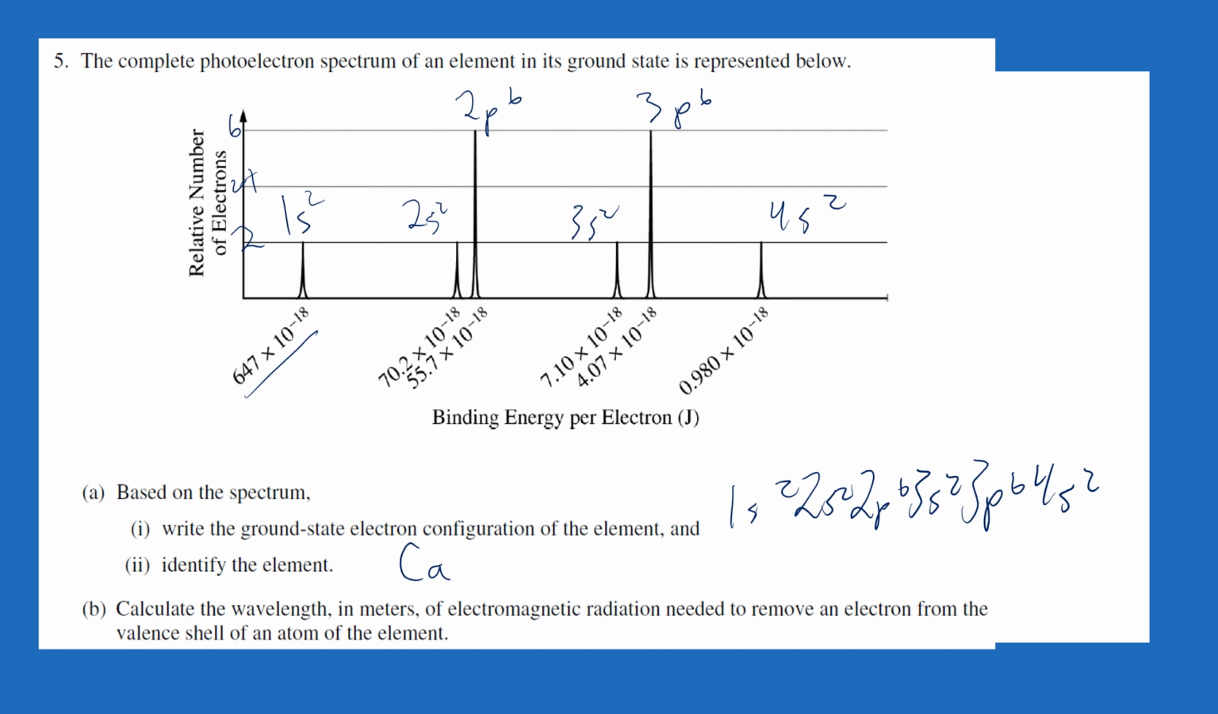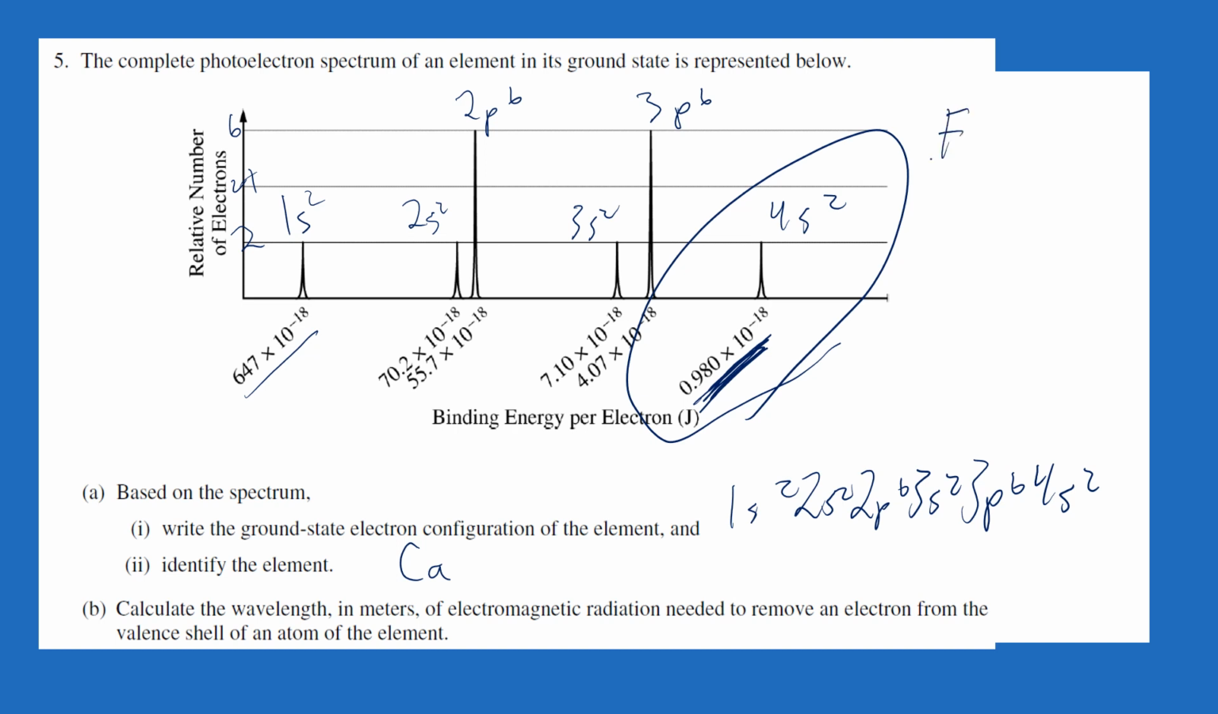Now for B, we want to calculate the wavelength in meters of electromagnetic radiation needed to remove an electron from the valence shell. Okay, so a couple of things here. You need to know the valence shell is this one. And then from there, I can use that energy to calculate the wavelength. But it takes 2 steps.